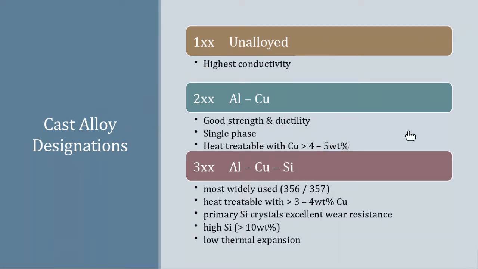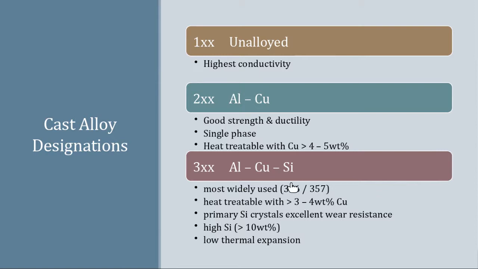Once again, copper has to be 4 to 5 weight percent. It's a single phase, and it's got good strength and ductility. So it's a single phase, meaning alpha, and you'll have precipitates within that to strengthen the material. A 300 series is aluminum, copper, and silicon. Remember, silicon is pretty much added for wear resistance and/or fluidity of the casting. Copper, once again, is for heat treatment purposes.